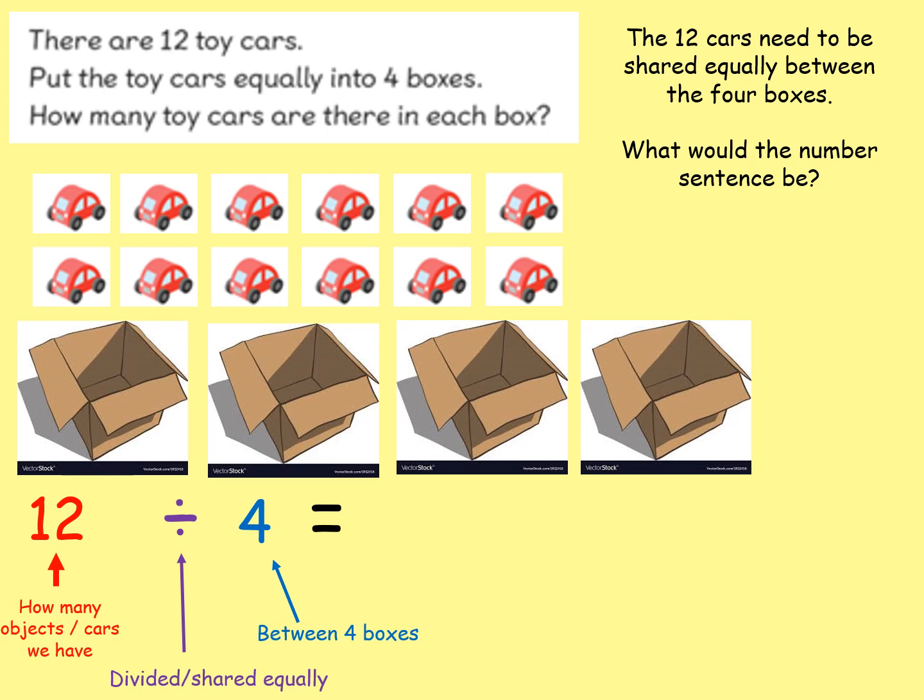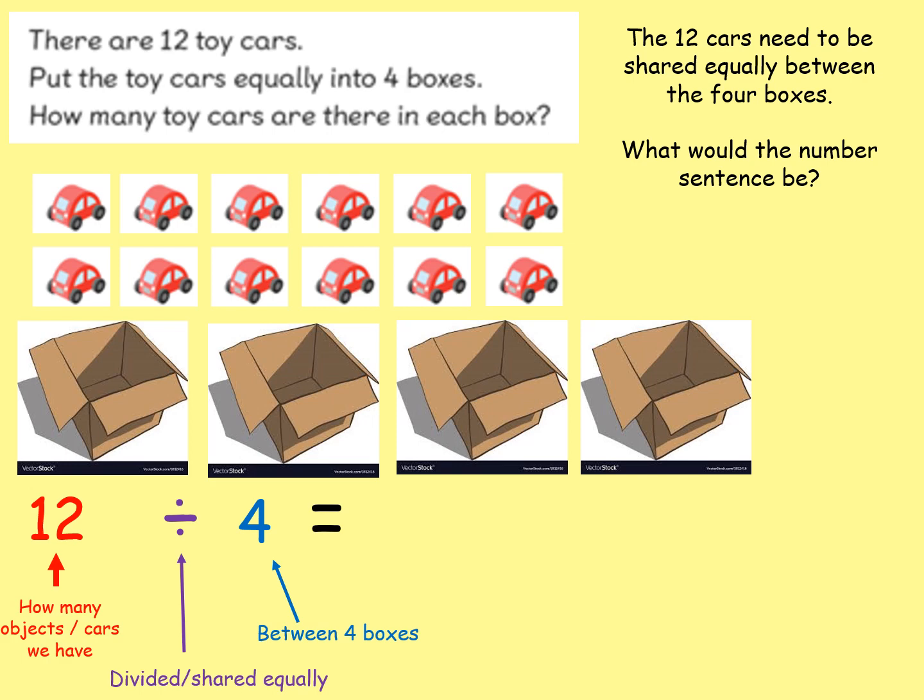I wonder if you can do this yourself. What I'd like you to do is get 4 pots, or 4 plates, and then get 12 objects, maybe 12 pieces of pasta. Maybe you've got 12 toy cars. And I want you to do what the number sentence says. You are going to share 12 cars between 4 boxes. Now remember, when you get the answer, each box should have the same amount. Give it a go, guys. Pause the video, have a go.